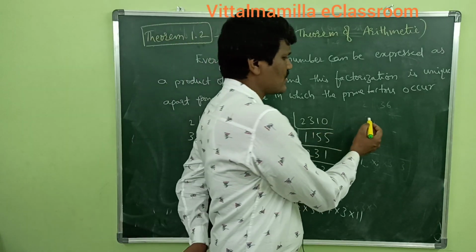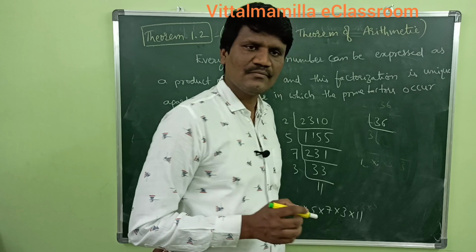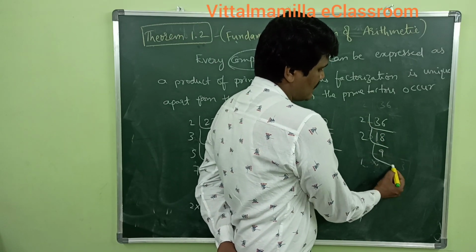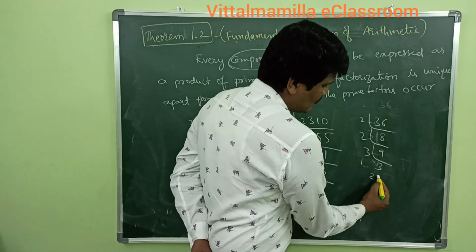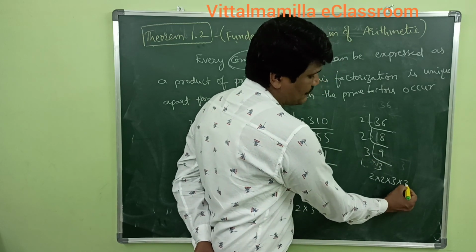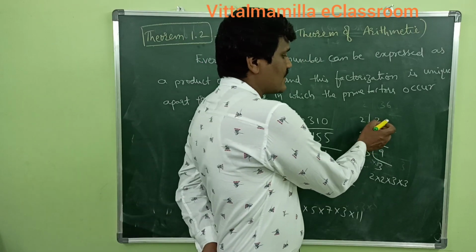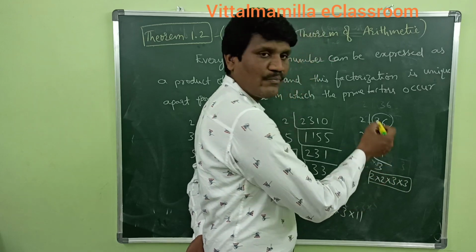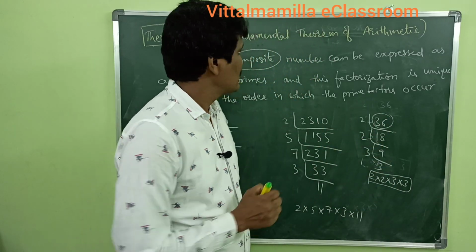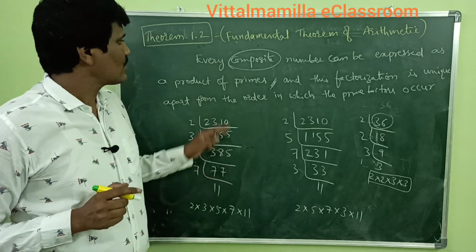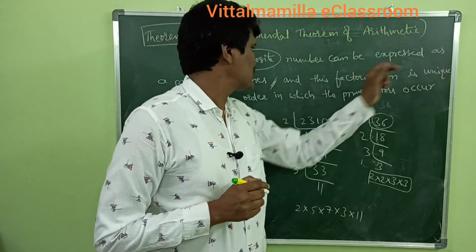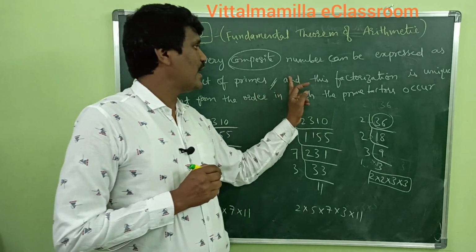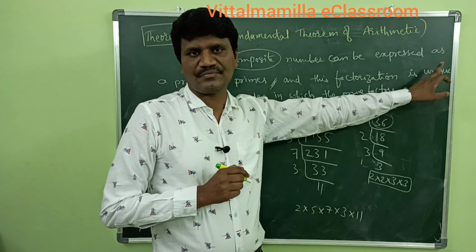You take any number, suppose I take 36. 36, I can write 2 18s, 2 9s, 3 3s. So 2 into 2 into 3 into 3. 36 is a composite number which I am able to write in the form of a product of prime numbers. So till here you understand: every composite number can be expressed as a product of primes. Now, this factorization is unique.